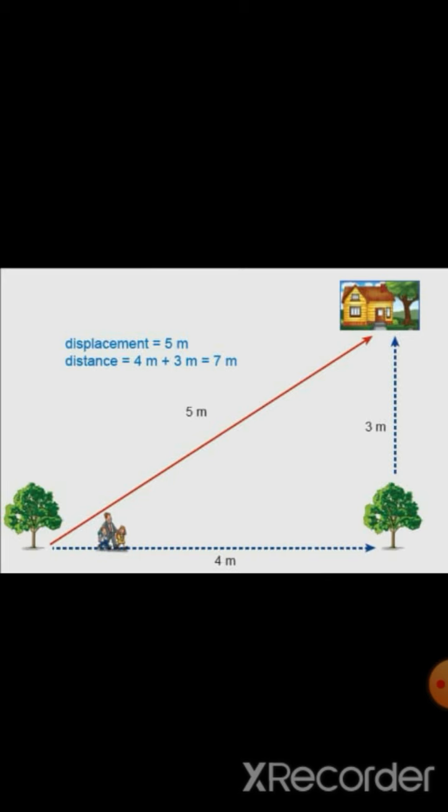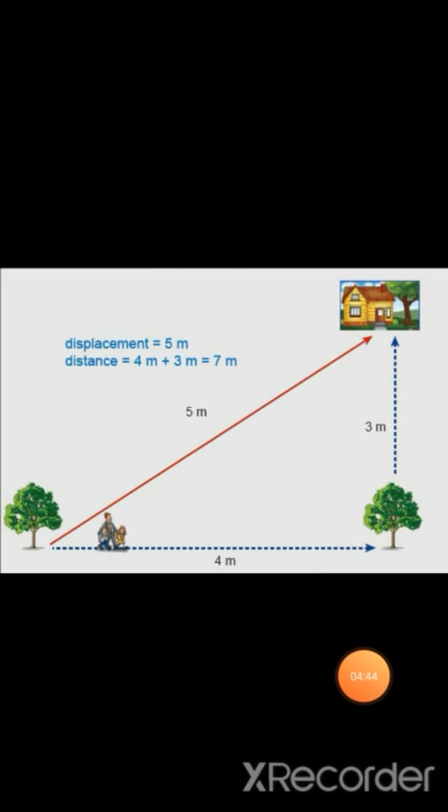Now, look at the other path shown by a red line. Here, he walks 5 meters to reach his house. The path that is shown by the red line is the shortest path from the starting position to the final position. This is known as displacement.